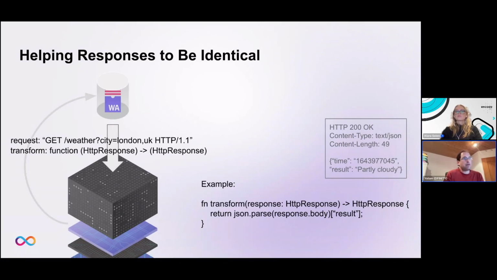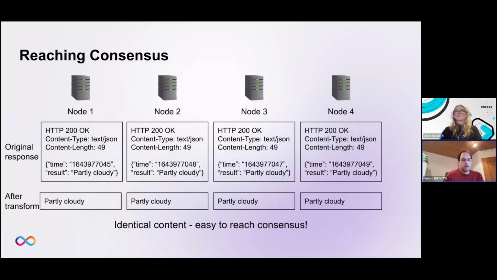So what will happen then is that we will reach consensus over the transformed content, but not over the raw content that each node got separately. So if we take the example before and apply the transform function on each one of the responses, you can see that all the nodes will now get identical response, identical content to agree on. And then it's easy, again, to reach consensus.